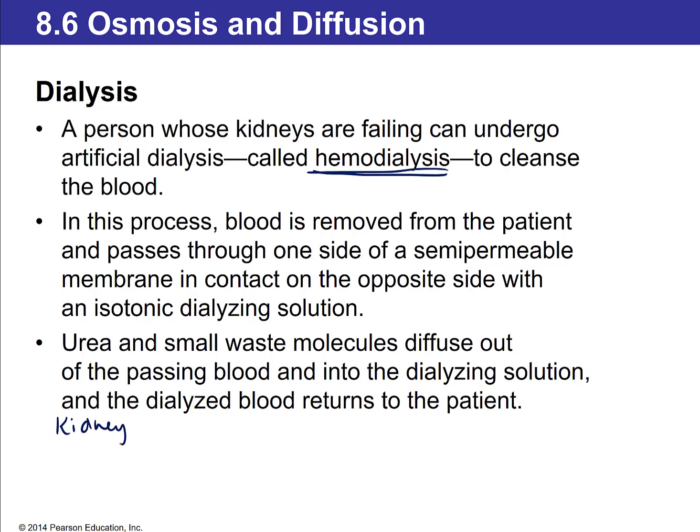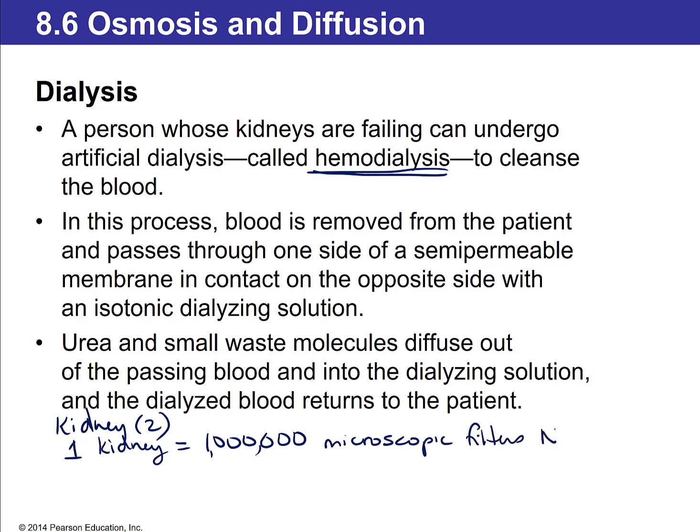So how many kidneys do you have? Two. Okay, and they lay right about here, so like kind of middle of the back. They're about 4 inches long. And inside, they have microscopic filters called nephrons. One kidney has 1 million nephrons. So there's 1 million microscopic filters. These are nephrons.